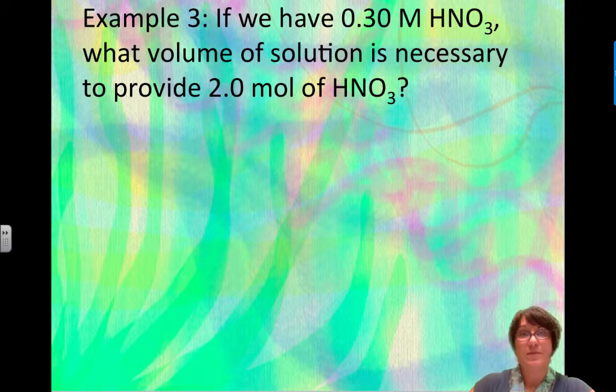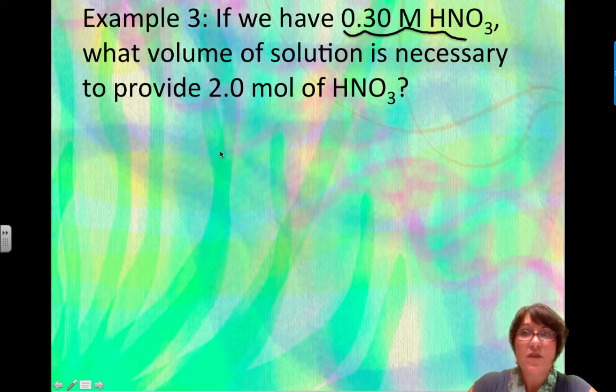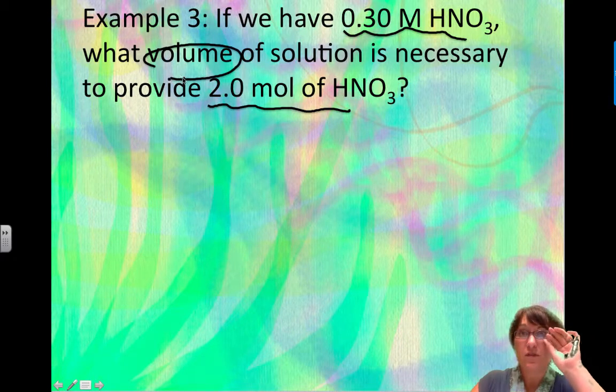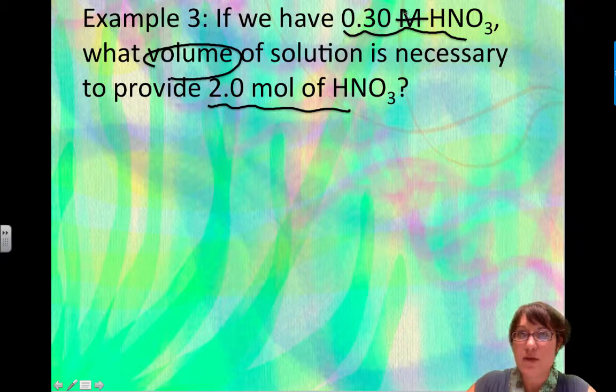Let's try another one. If we have 0.3 molar nitric acid, then what volume would we need so that we could have 2 total moles of nitric acid? So 0.3 molar, what's our volume? So we're going to use the molarity as a conversion factor again. Cross out that big M. We're going to write in moles over liters. So let's start with 2.0 moles of nitric acid.